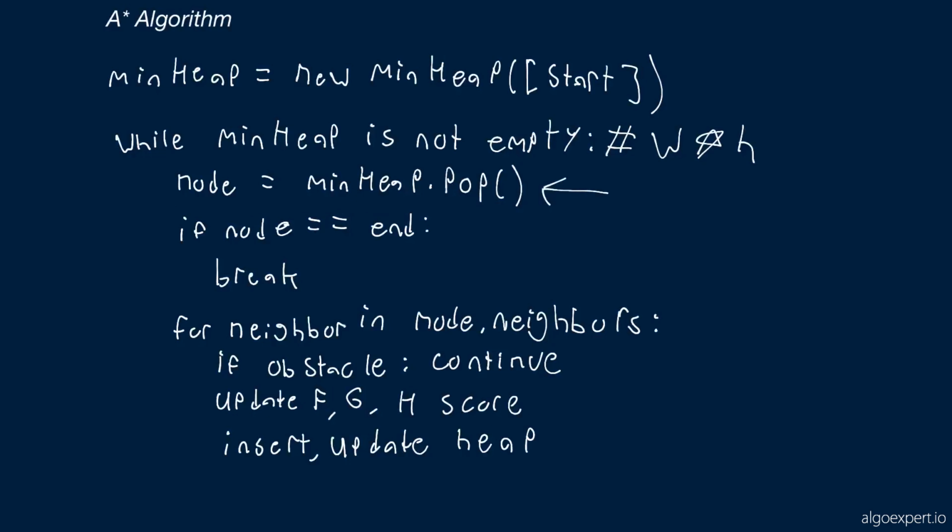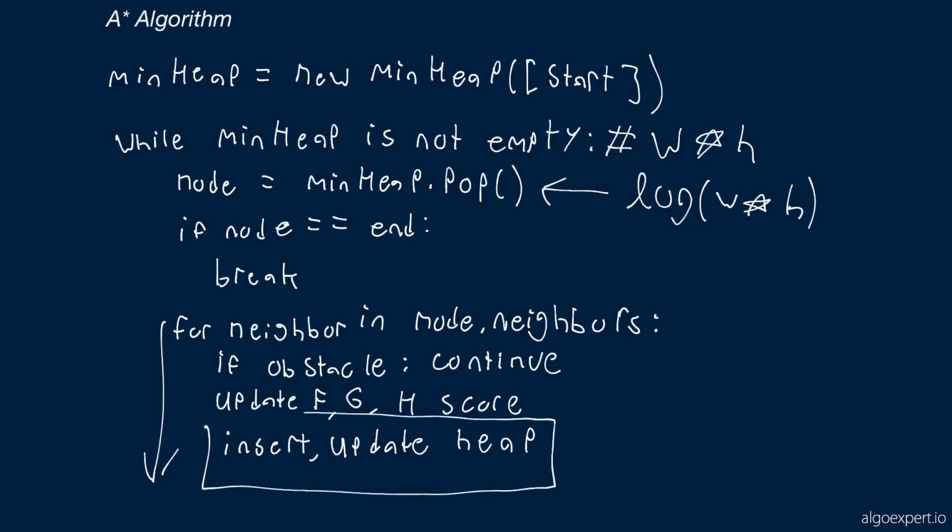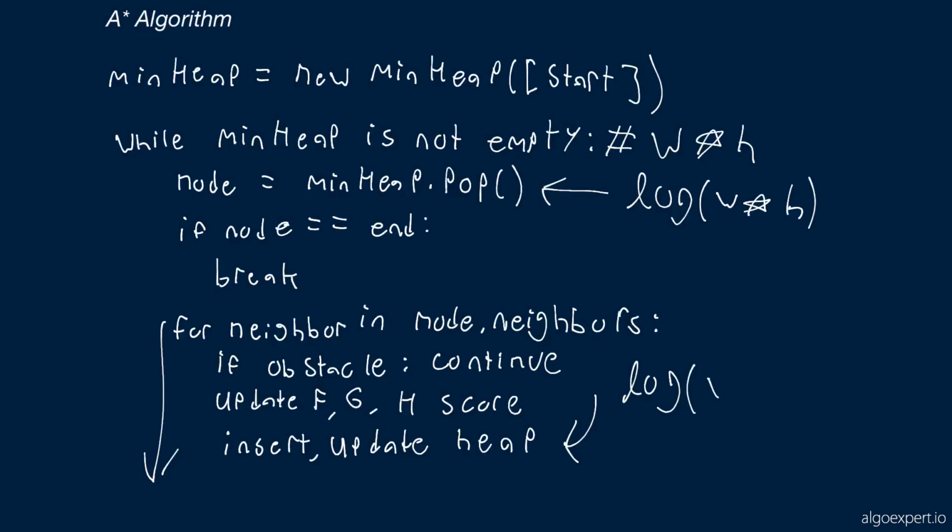This operation right here, we know is going to take log of N, or we can write log of W times H. Obviously, this here is a constant time operation. This for loop will be constant because we only need to loop through at most 4 neighbors. Now, inside of this for loop, we insert or update a value in our heap, and we only do that sometimes, but we will potentially do that. So this operation will take, again, log of W times H time.